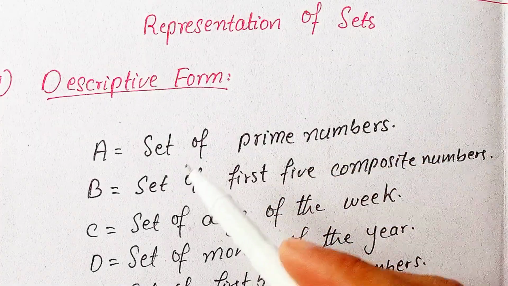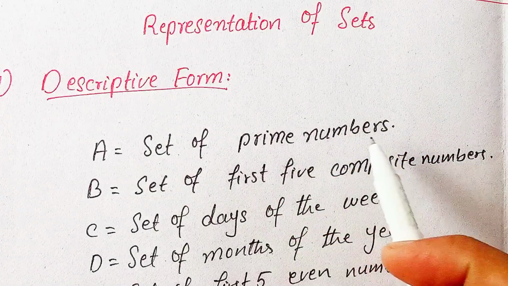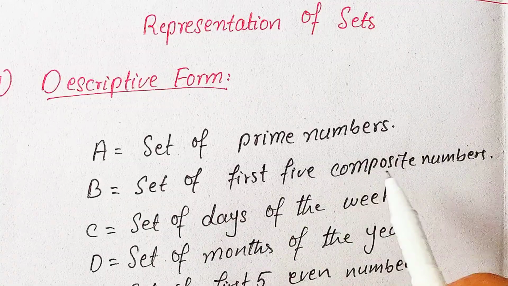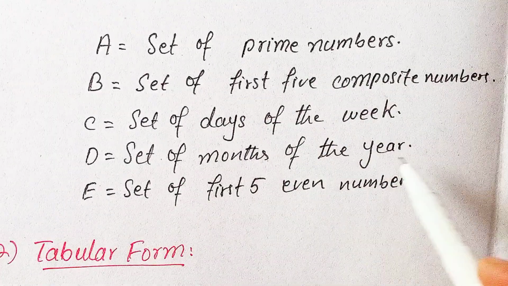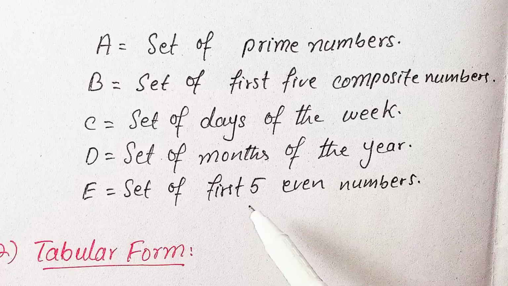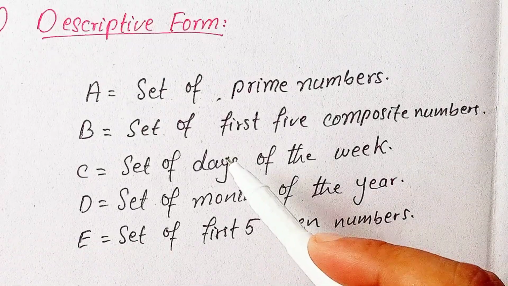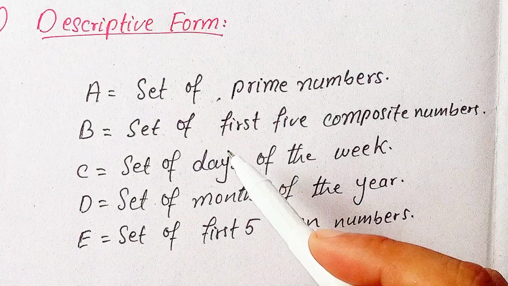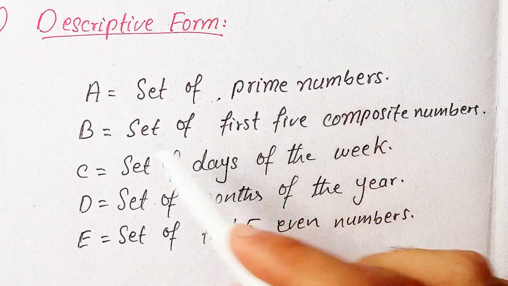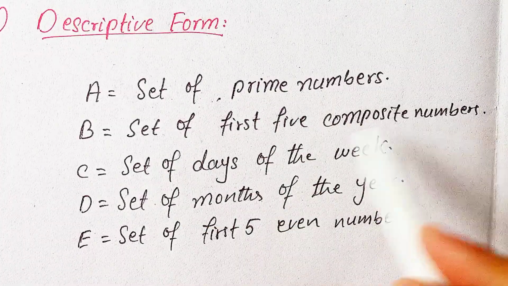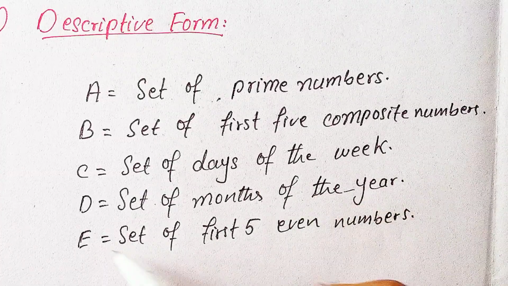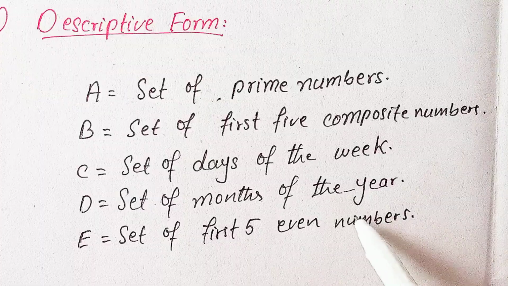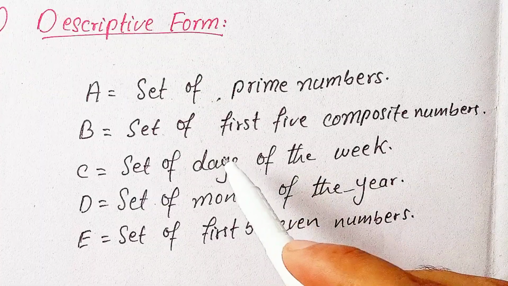For example, A is a set of prime numbers, B is a set of first 5 composite numbers, C is a set of days of the week, D is a set of months of the year, and E is a set of first 5 even numbers. So these are the examples of the descriptive form of sets.